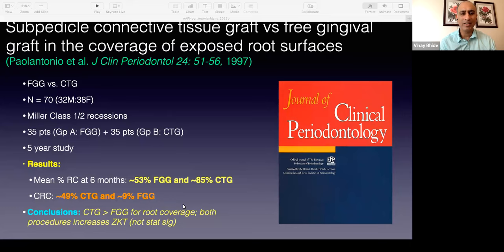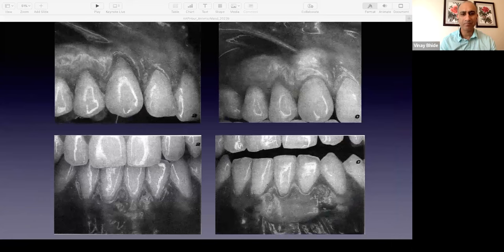So their conclusion was, of course, the same: the connective tissue graft was superior to the free gingival graft for root coverage, but, again, both procedures increase the zone of keratinized tissue very similarly. There's no statistically significant difference between them.